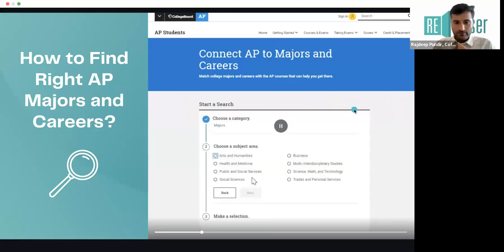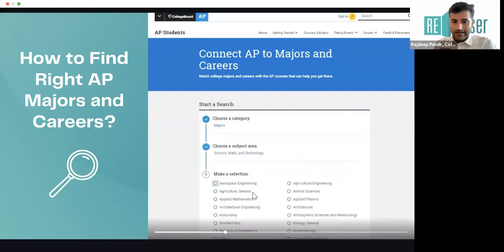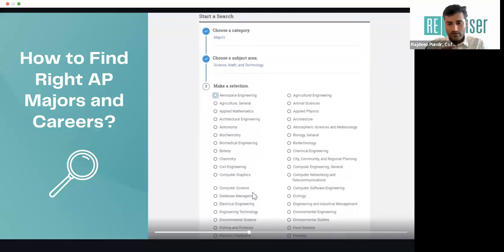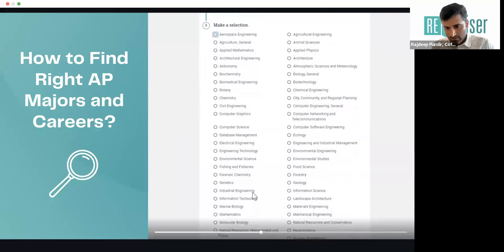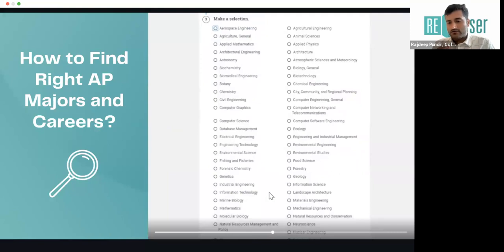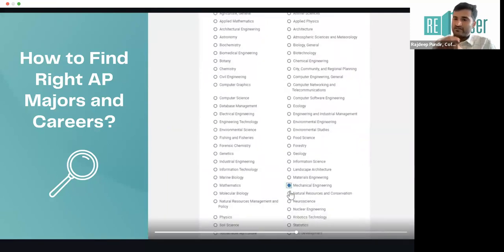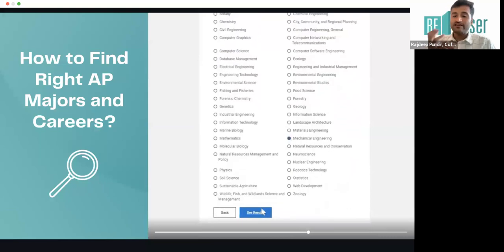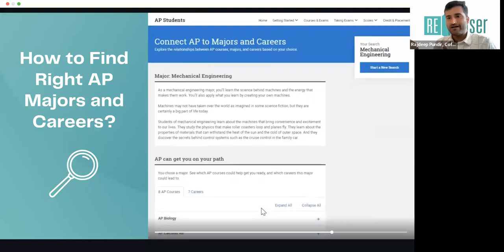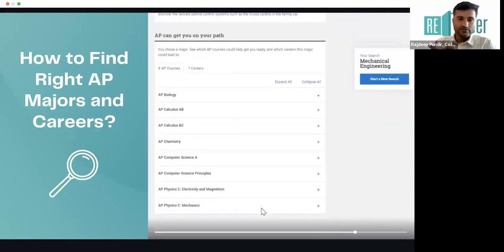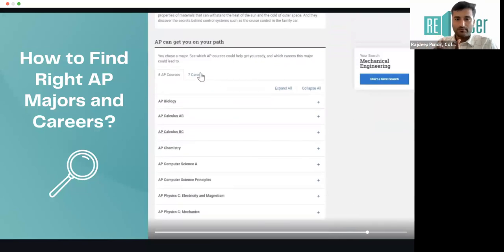For example, let's select a major and a subject area: science, math, technology. Let's say I'm interested in mechanical engineering. Can I see it? Yeah, it's right there. So let's say I want to know what APs are related to mechanical engineering, or what APs anybody who wants to do mechanical engineering should be looking at. Here is the list of 8 APs: Calculus AB, BC, Biology, Chemistry, Computer Science.